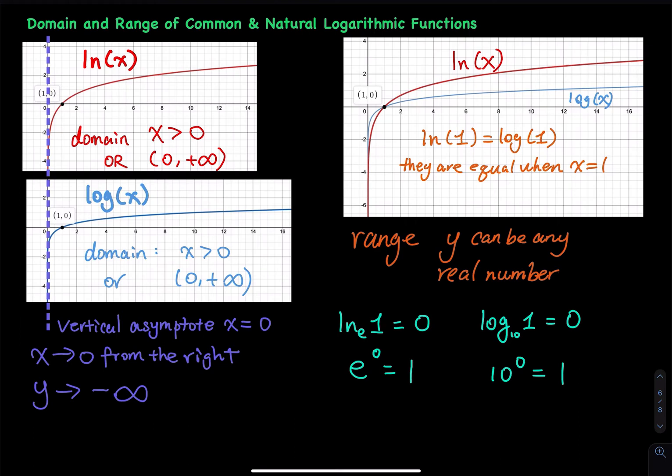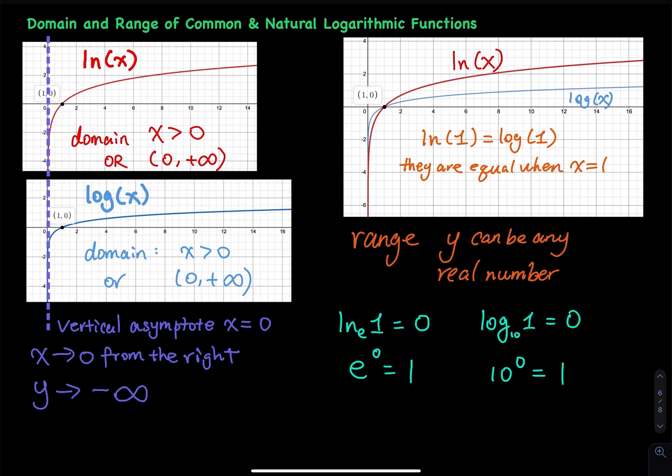And then the range for Ln and Log. Do you see that y can be equal to 0? Y can be greater than 0 and less than 0. When y equals 0, we have the x-intercept, right? Above the x-axis, we have y greater than 0. Below the x-axis, or I should say when x is between 0 and 1, you see that when x is between 0 and 1, the curve is below the x-axis.